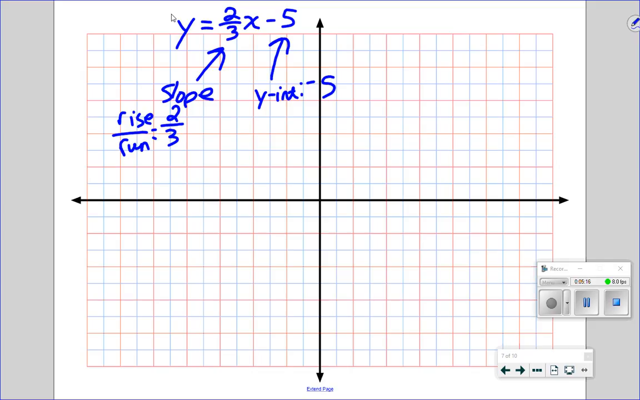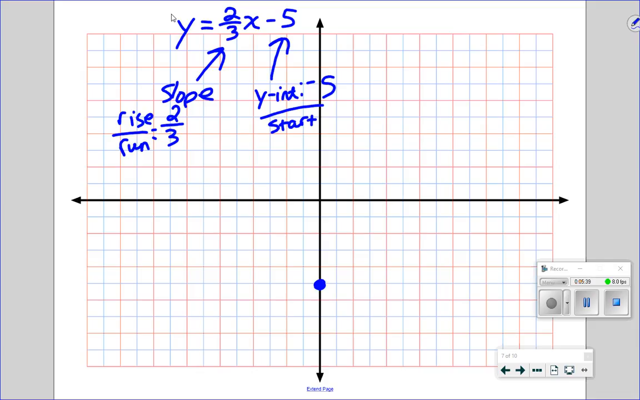So since my y-intercept is -5, that's where I start. This is always where you want to start graphing, with your y-intercept. So plot that point. That's where it crosses the y-axis at -5. That point right there is -5 on the y-axis. Okay, now we're going to use the slope to get some more points.